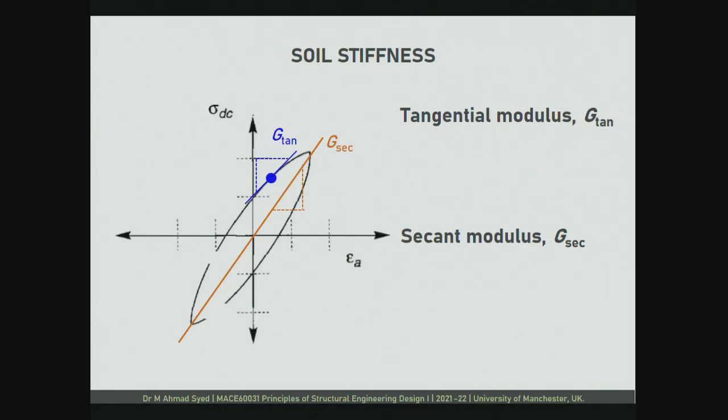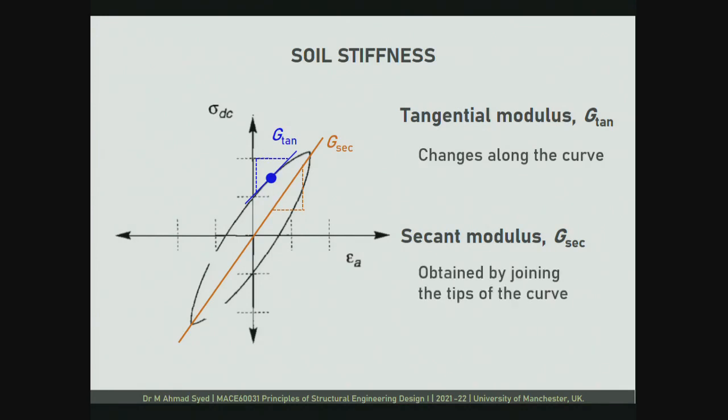So it changes along the curve. Tangential stiffness, as you can imagine, is going to change along the curve, but G sec is not going to change, because for a given curve it is fixed. It is the slope of the line that you obtain by joining these secants. So it is this end to this end, and it remains constant. So it is not dependent on the level of strain.